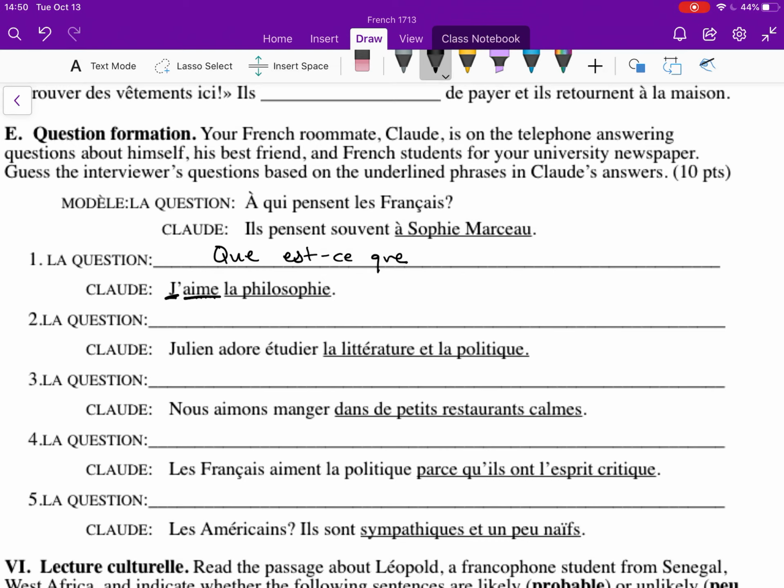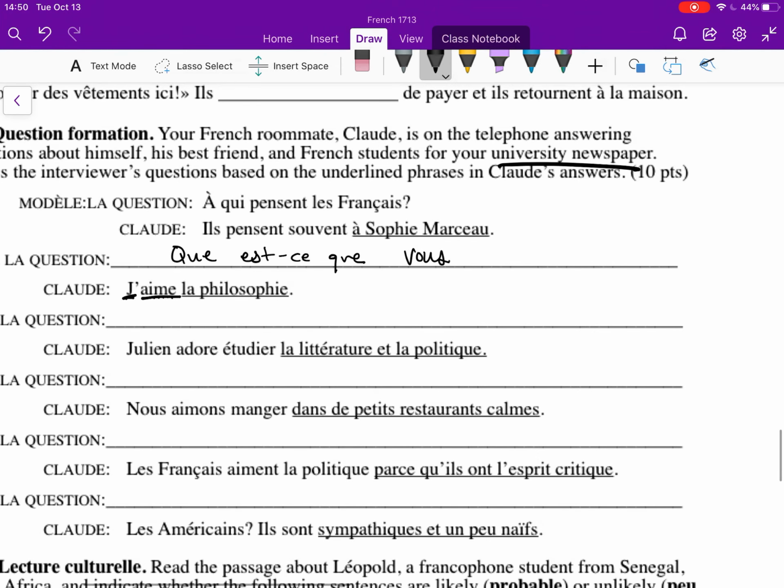Then I'm going to transform my subject and my verb. If my answer is je, my question is either tu or vous. Because it's an interview for the newspaper, it's going to probably be vous. I'll change aime to match. Aimer, the vous, aimer, matches now, conjugation-wise.